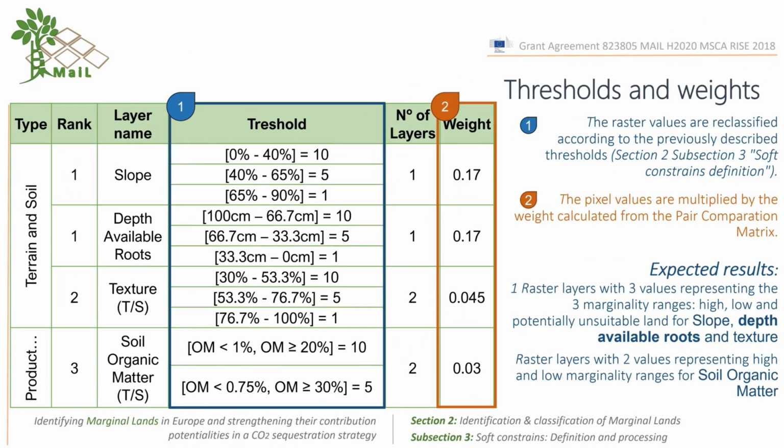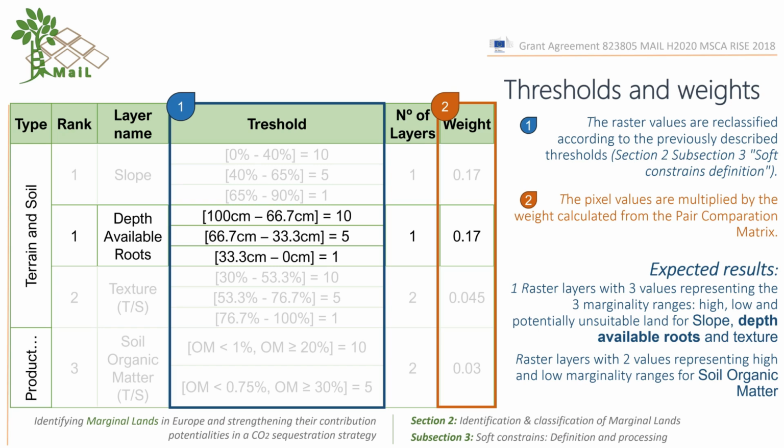Here are the threshold and weight we will use to process the 4 layers. These values are the same values we use in the MAES project. The depth available to roots, soil organic matter, and slope layers will be processed manually, and the soil texture layer will be processed with the processing modeler. The first layer we are going to edit is the soil depth layer.